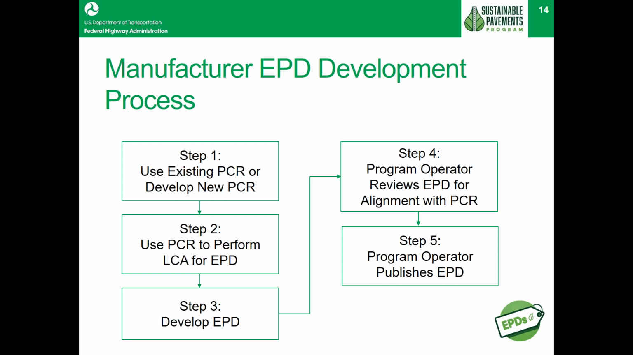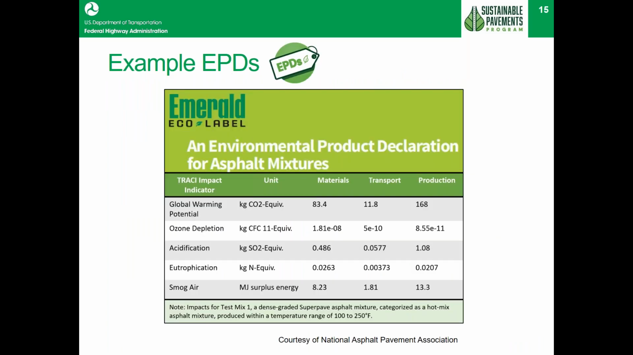The third step is development of the actual report. The subsequent step is review of the document itself to make sure that it's consistent with the underlying product category rules, and then the final step is the publication of the report itself.